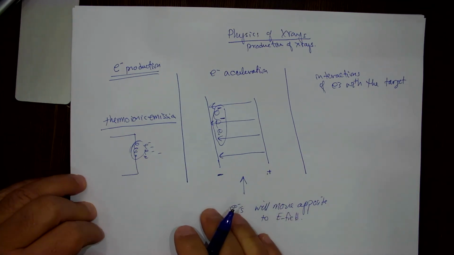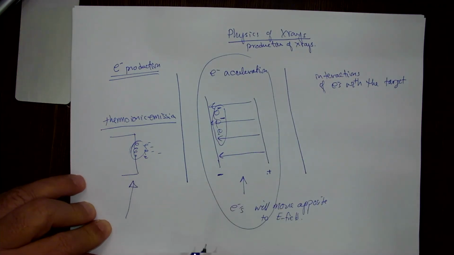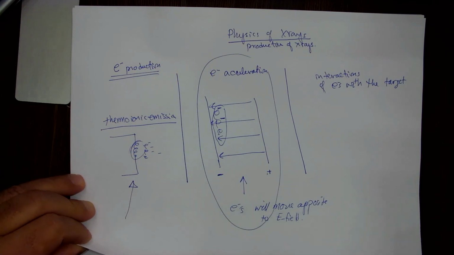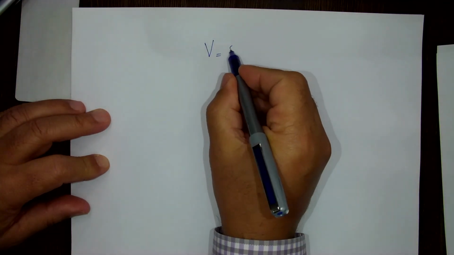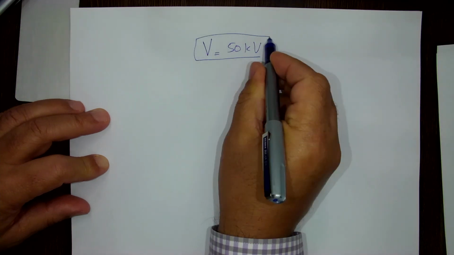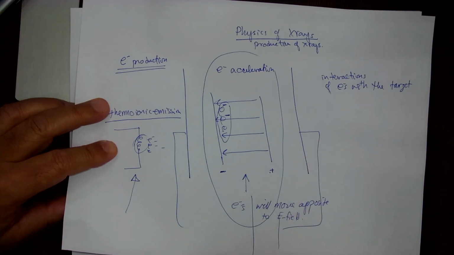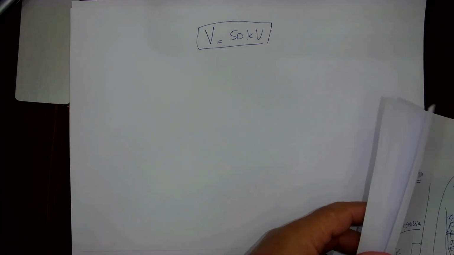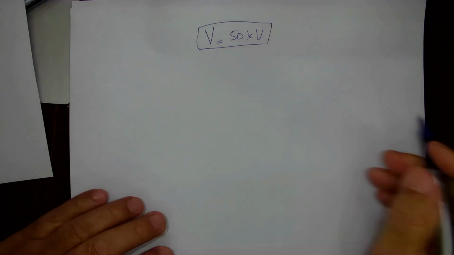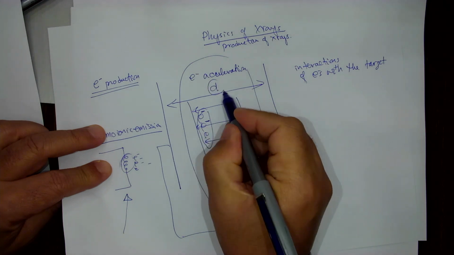So what are the main things that we need to understand in this section? All you need to understand is what thermionic emission is. Now, if I start with some voltage V, whatever it is, 50 kV or something like this, which is the voltage across these two plates, and I know the distance or the gap between them, we'll call it D.